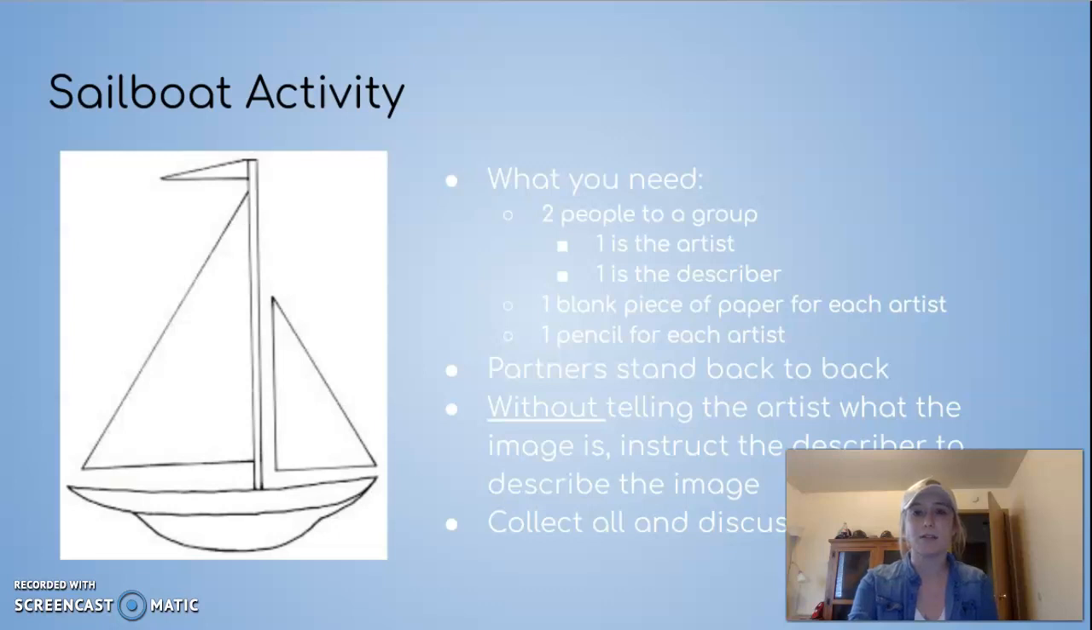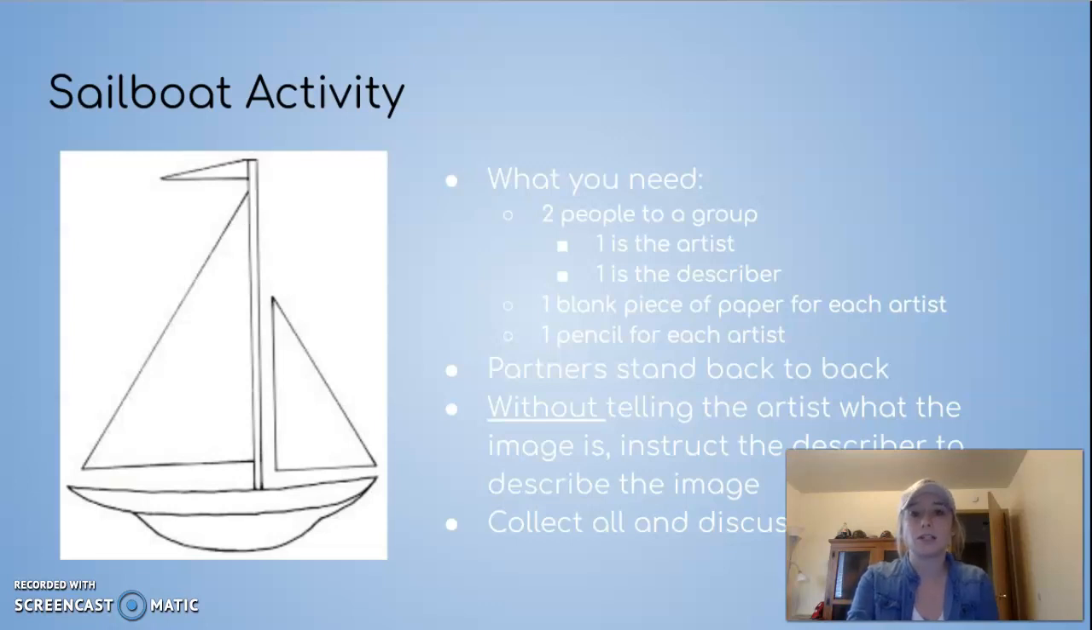So the activity that I think would be very beneficial for starting to introduce students to this concept is a sailboat activity. I've done this with a group of college students, but I've never actually been able to teach this to elementary school students. It doesn't necessarily have to be a sailboat. You could do this with any image. When we taught this lesson, we used many different images, but we found that the sailboat was the easiest for the artist to understand because of all the geometric shapes to it.